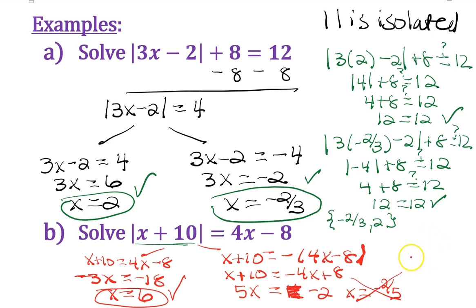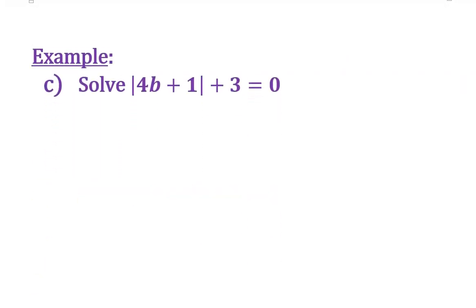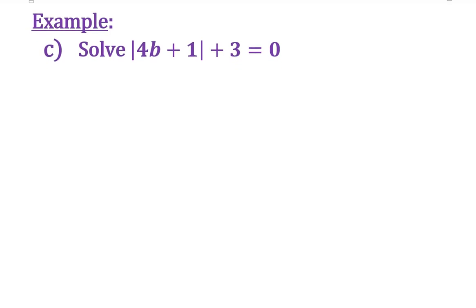In this case, we only have one acceptable answer, which is the solution set of 6. Here we got 2, here we only get 1. I'm going to give you one more concrete example and then one that's a little bit of a real world situation. The last concrete one is the following.